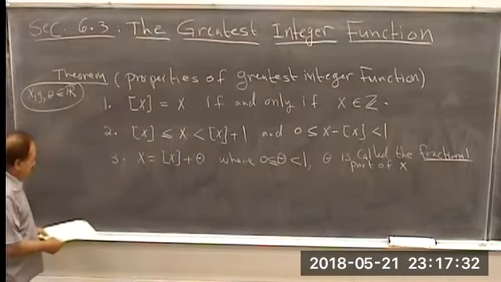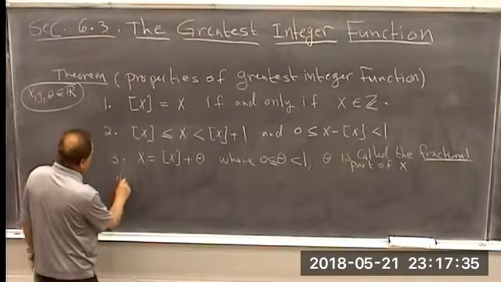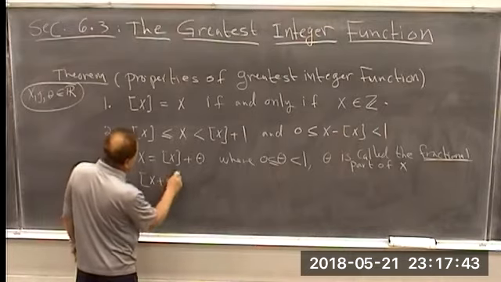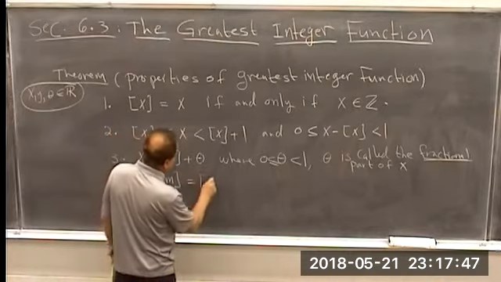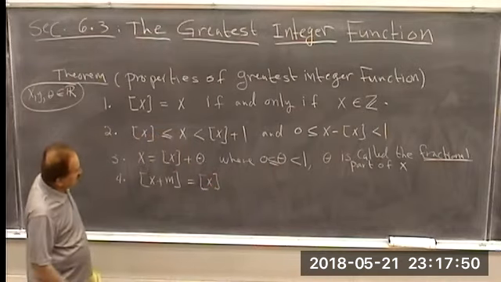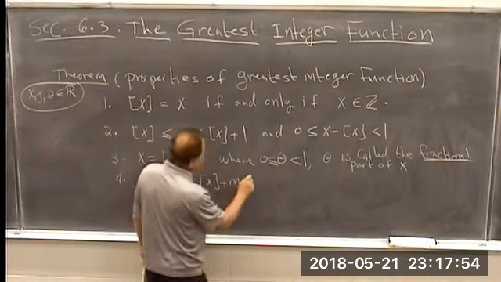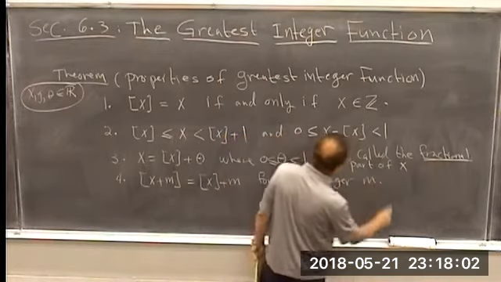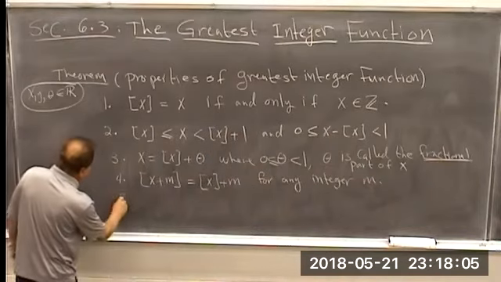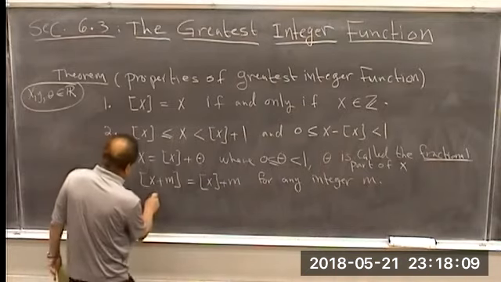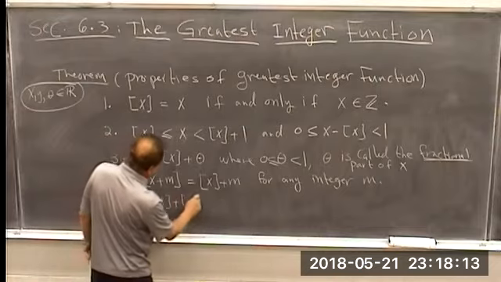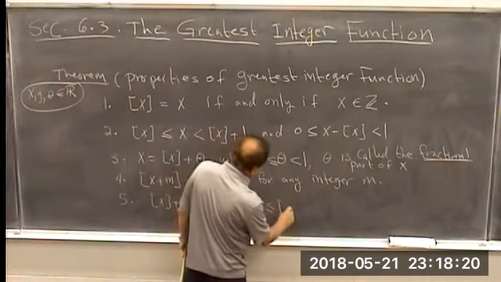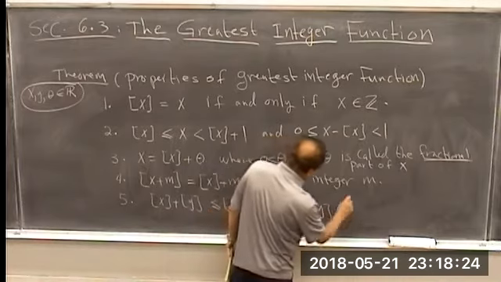All right, number four, an important property that we'll be using in this section is, if we take a real number x and add an integer to it, then we can write the greatest integer of x plus m, bracket x plus m. I can take the m out, for any integer m. Number five, we have bracket x plus bracket y is less than or equal to bracket x plus y, and this is less than or equal to bracket x plus bracket y plus 1.